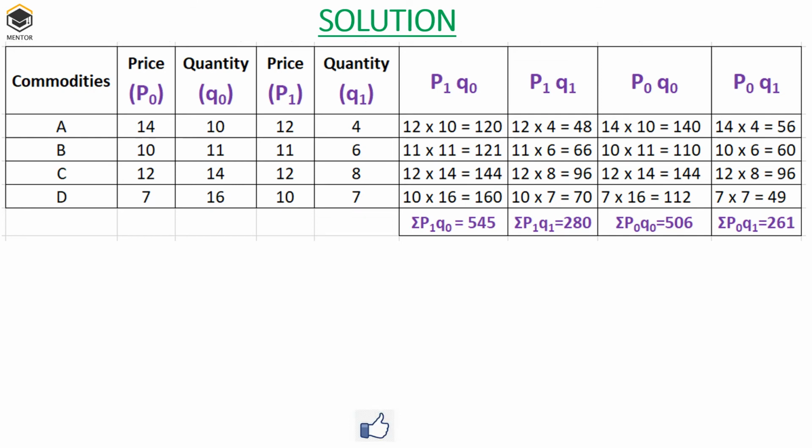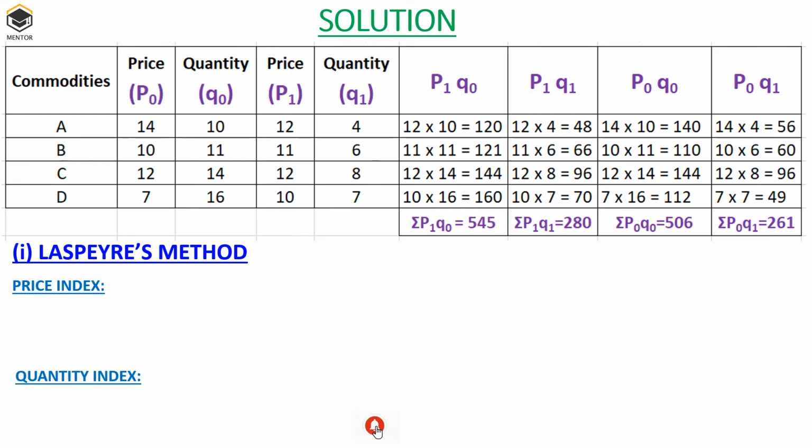So now I'm going to start with the first method, that is the Laspeyres method. In the Laspeyres method, let's see the price index and quantity index. We know the formula. Here Laspeyres has given the weight to the base year. So we have P1 Q0 over P0 Q0 into 100.